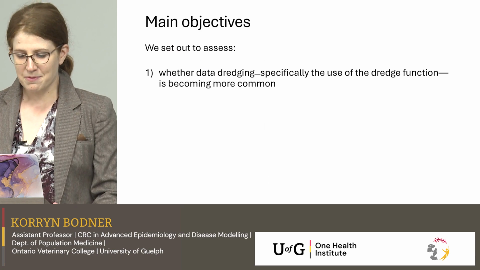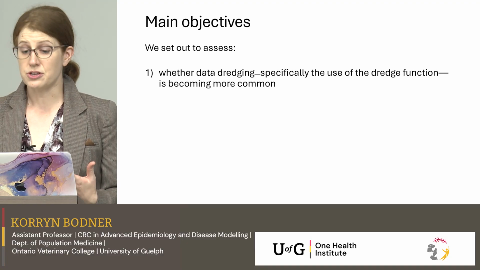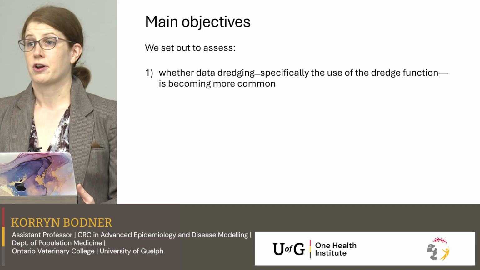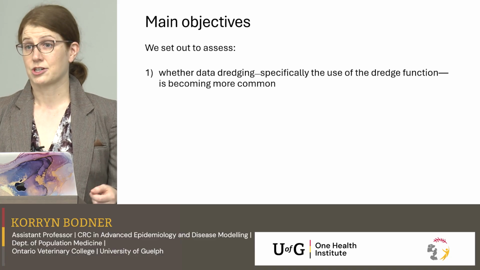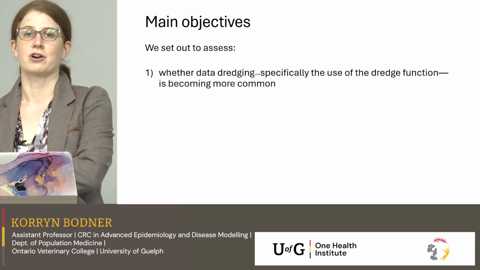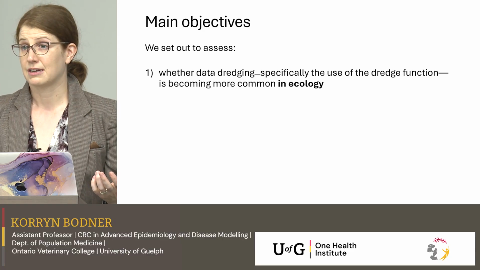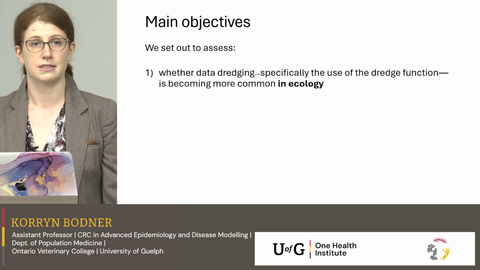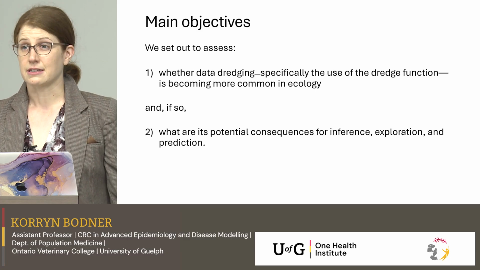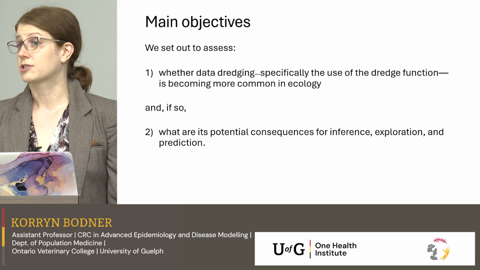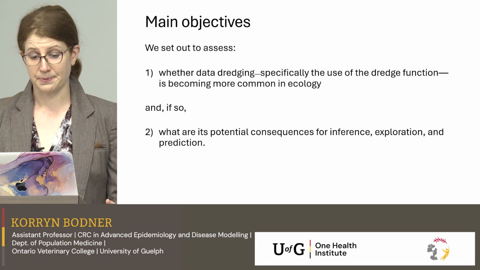And so the main objectives really first were whether data dredging, or specifically the use of the dredge function, is becoming more common. So this was all anecdotal. I was seeing it pop up. I hadn't seen it before. But is it, in fact, actually increasing? Now, we couldn't look across every single discipline out there, so we focused it specifically on ecology, as this was many of the journals that I had first seen this dredge function pop up. And if this is the case, that it actually is increasing, then we can ask, well, what are its potential consequences when we're doing research in inference, exploration, and prediction?